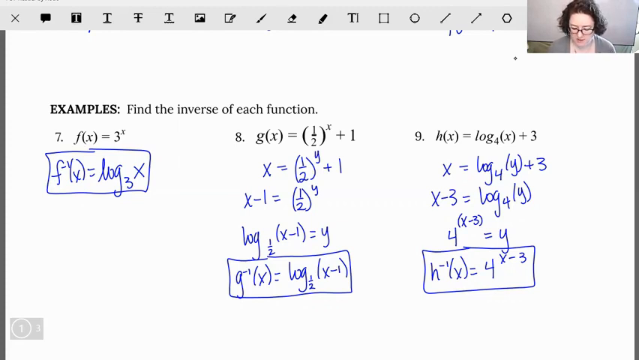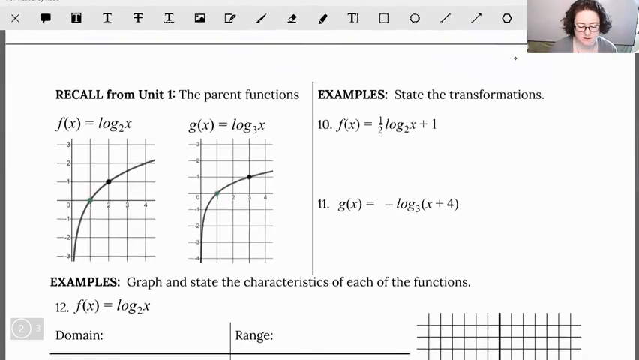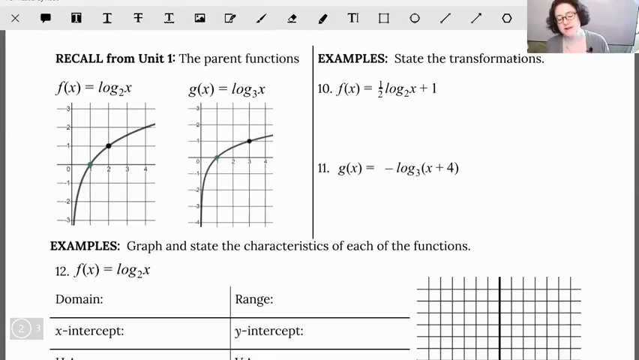Alrighty, here we go. So we looked very briefly at logarithms at the very beginning of the year. So let's review what these functions even look like. So I have 2 examples here, log base 2 of x and log base 3 of x. And so the difference between the graphs, we actually can find it by looking at our key points.